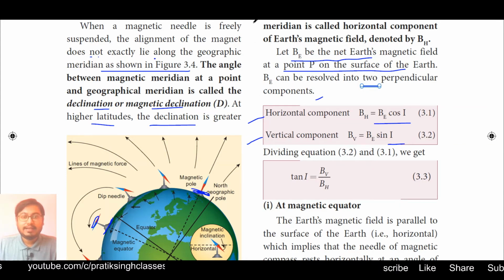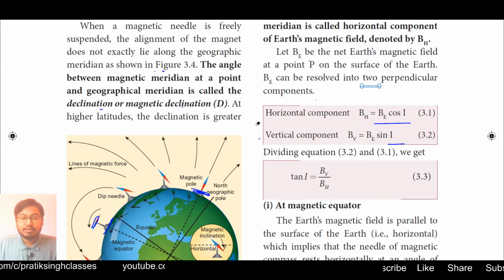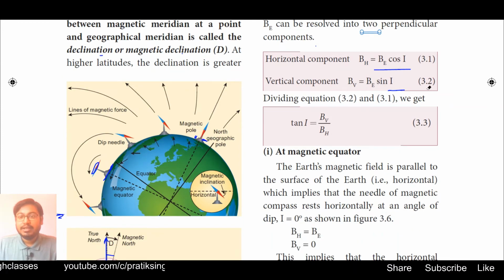We know very well that if R is a vector which is making an angle theta with positive x-axis, then its x component is R cos theta and y component is R sin theta. Same thing is here. Here the angle made by BE to the dip is I. Then its horizontal component will be B cos I and vertical component will be B sin I. Now if we divide equation 3.2 by 3.1, we get tan I is equal to BV by BH, that is vertical magnetic component divided by horizontal magnetic component.